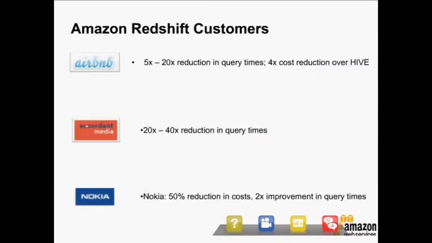Here's an example of some customers who are already publicly using Redshift. Airbnb has been quite vocal about both our managed Hadoop platform, EMR, and also Redshift. Airbnb has seen a 5 to 20 times reduction in query times and a 4 times cost reduction over Hive on Hadoop that they were using previously. Accordant Media has seen similar reductions, in fact even greater reductions in query times. And an enterprise customer, Nokia, has seen a 50% reduction in costs and also a notable improvement in query times. So again, you're seeing both cost reductions and actual improved performance when you switch to Redshift.